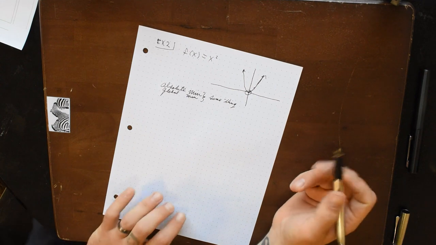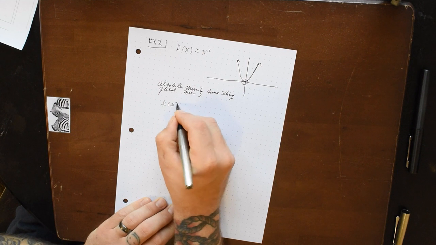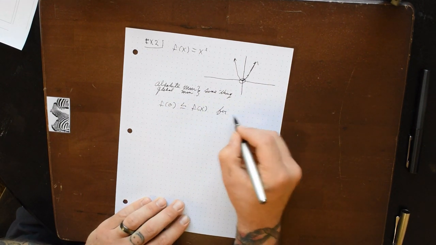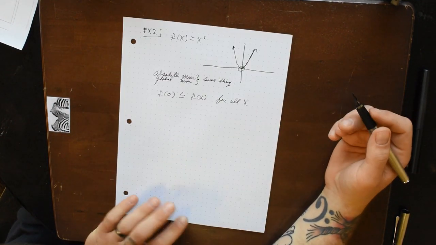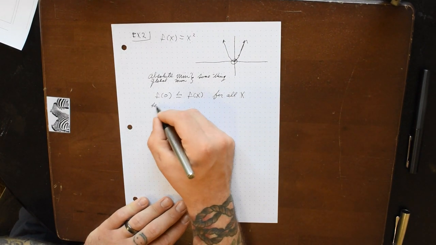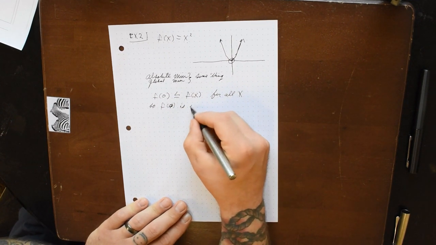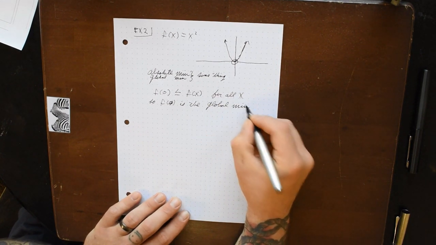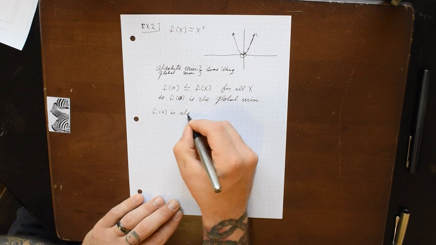Absolute or global. So it's an absolute minimum because f of 0 is less than or equal to f of x for all x. Since it's a polynomial, its domain is all real numbers. F of 0 is less than or equal to f of x for all x. So f of 0 is the global min. F of 0 is also a local min.